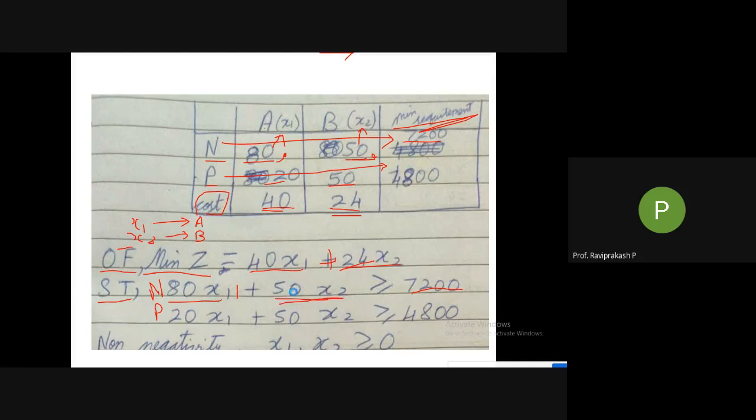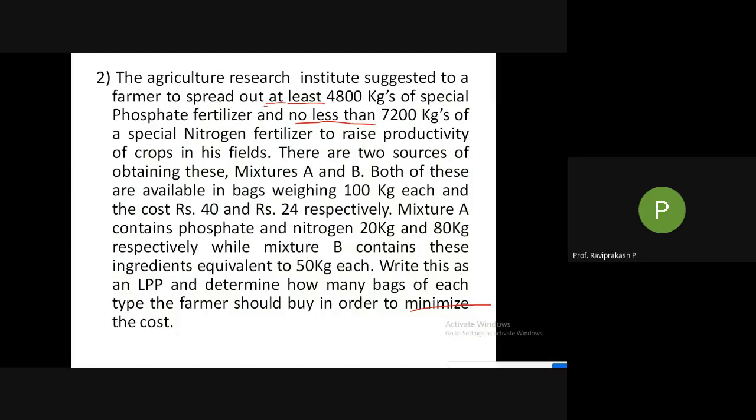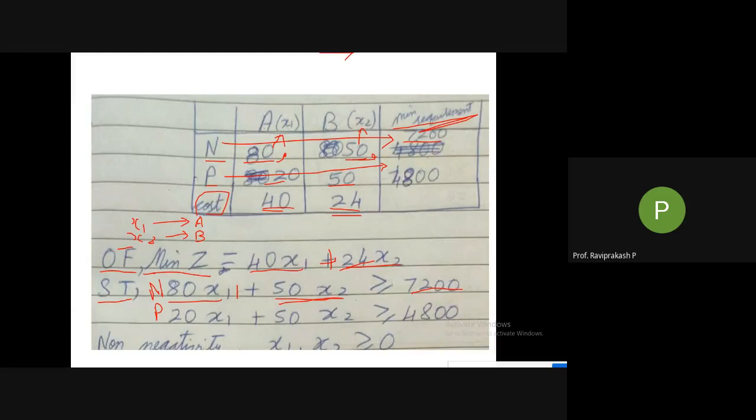Then I'll go back here. At least means I need to use at minimum this quantity, and no less than again means minimum I need to use. Minimum in the sense it should not go below this, so it should be equal to or greater than. That's why I'm using greater than or equal to, and that's why I had marked it over there. Not less than and minimum of. Not less than in the sense it should be equal to that or greater than that. So your equation is greater than or equal to 7200.